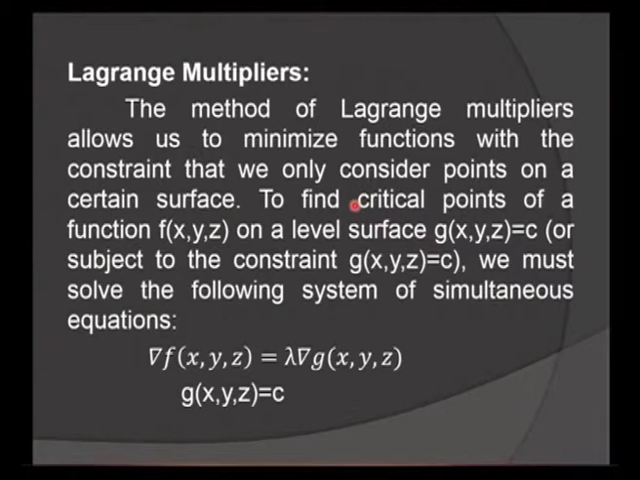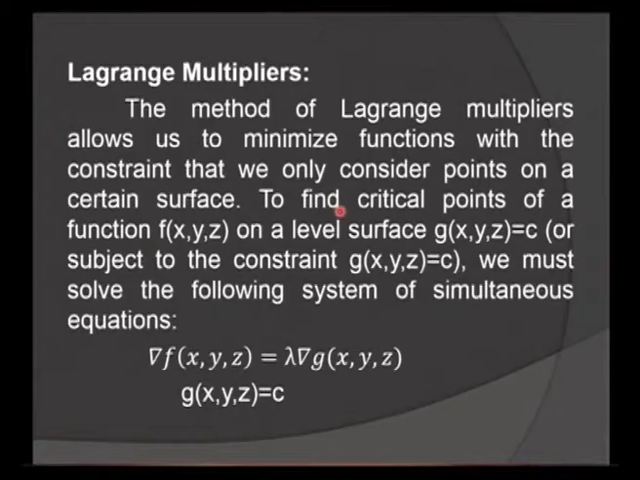So in nature, physics problems are constrained motion. If those constraints are included in the equations of motion, how can those equations of motion be solved using this Lagrange multiplier? That is what we are going to see in this Lagrange multiplier.